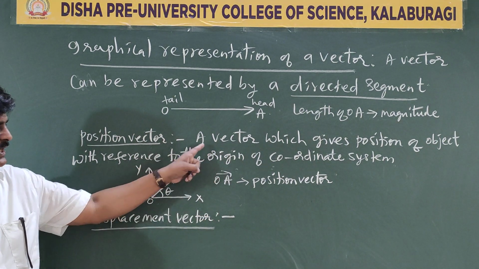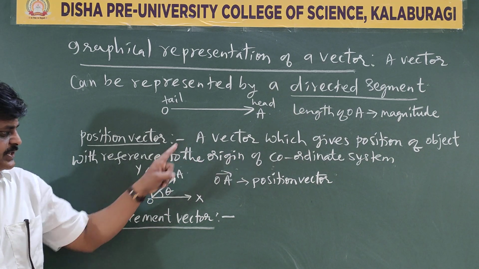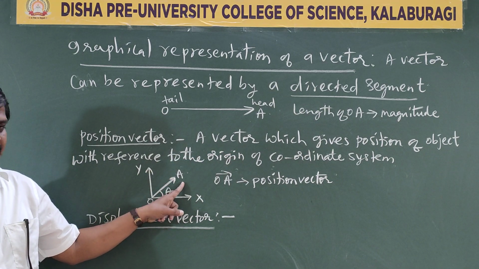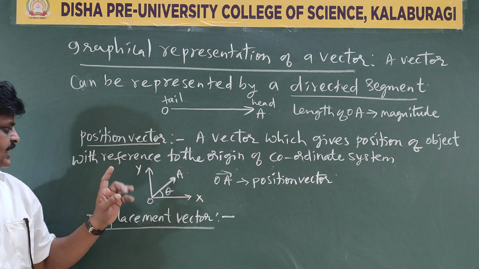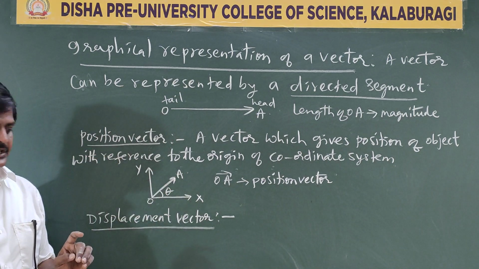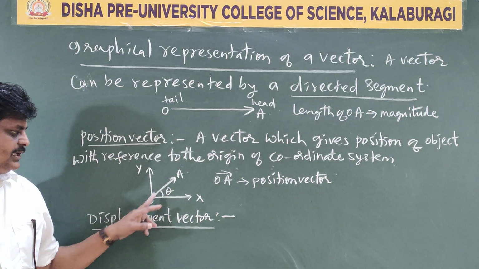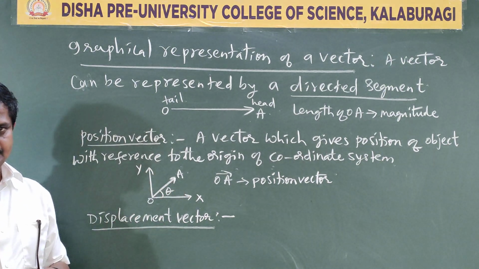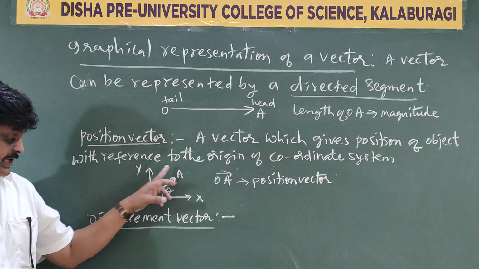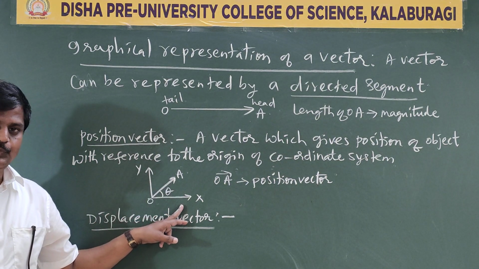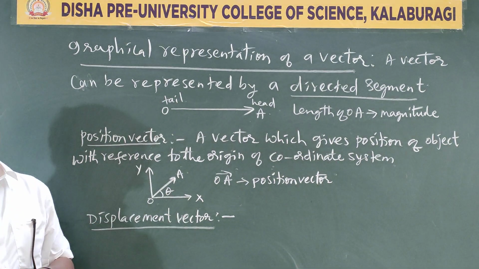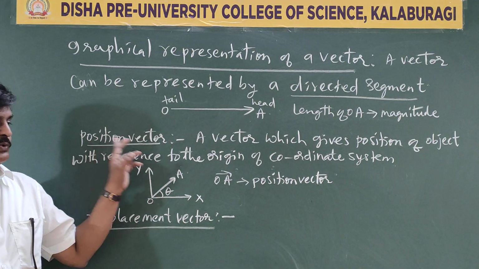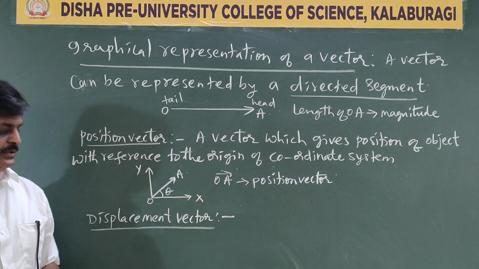What is a position vector? A vector which gives the position of an object. Here, the object is A with reference to the origin. Therefore, the length of OA gives you the magnitude of the position vector. The angle made with the x-axis will give you the direction of the position vector. That you will learn in due course.